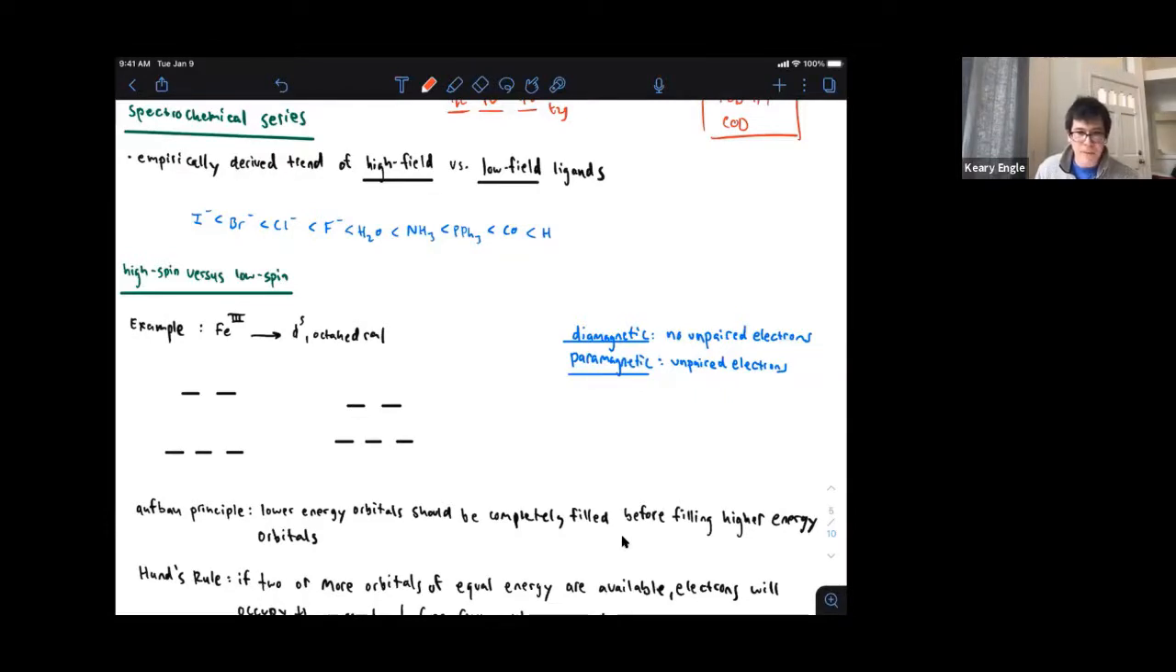So I want to introduce now what's called the spectrochemical series. This is empirically derived, and I'll highlight this so that the point is clear: this is something that doesn't fall out of first principles. This is an empirical trend that different ligands end up having different splitting energies associated with them, and some are high field and some are low field. Those on the right of this are high field ligands, and those on the left are low field ligands.